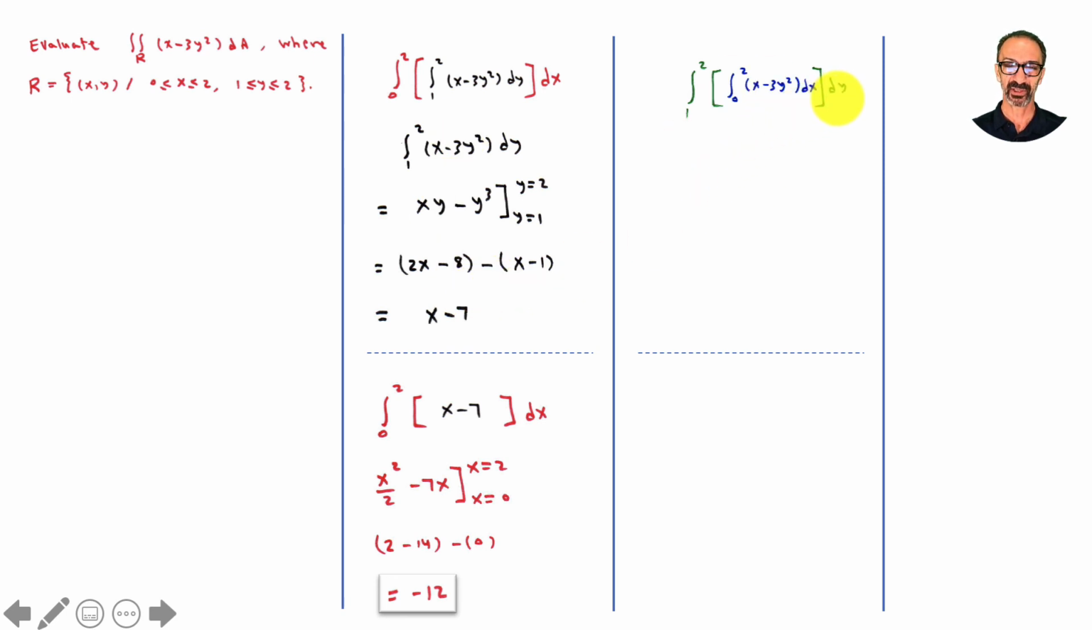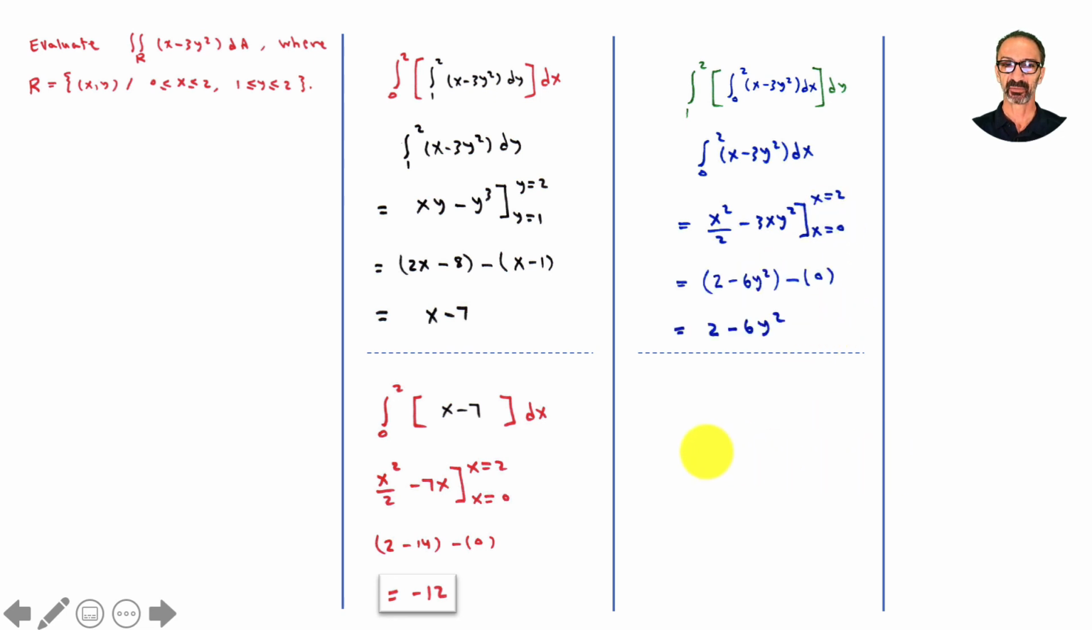Look, dy is outside, 1 and 2 is outside. dx was inside, 0 and 2 was inside. We do this first. We come back to the problem. We know how to integrate, treating y as a constant because x is my variable. X becomes x squared over 2. 3y to the second acts like a constant for me. So it becomes minus 3y to the second times x. Or you could write the x inside. Plug in the values. Simplify. I have 2 minus 6y to the second.